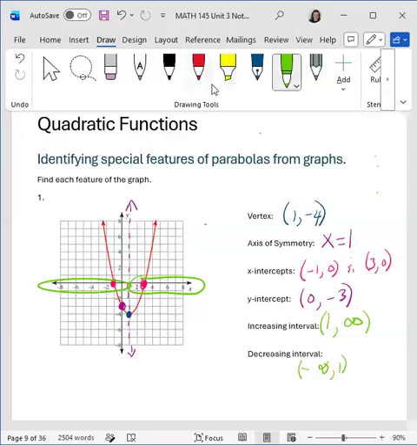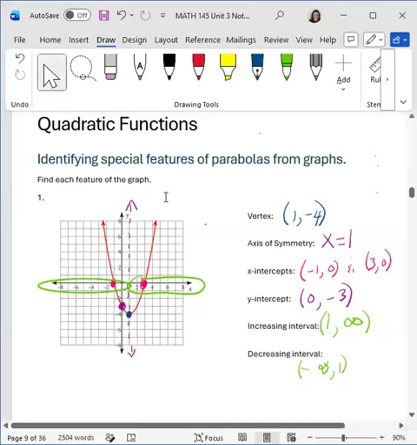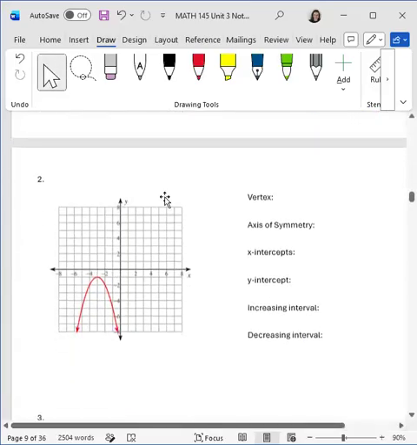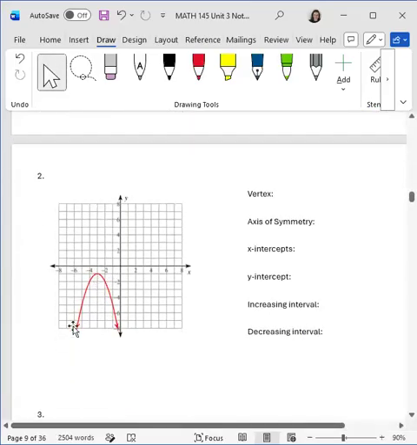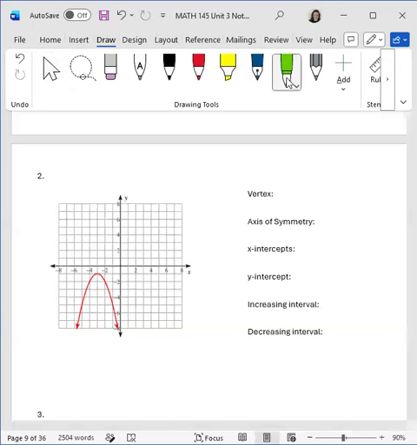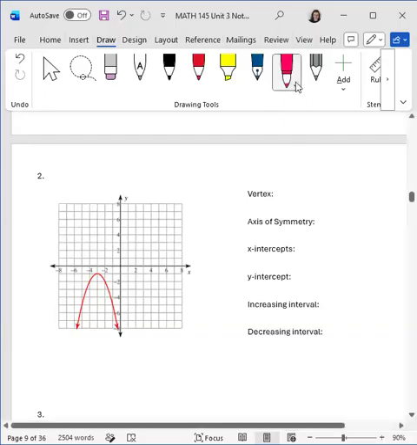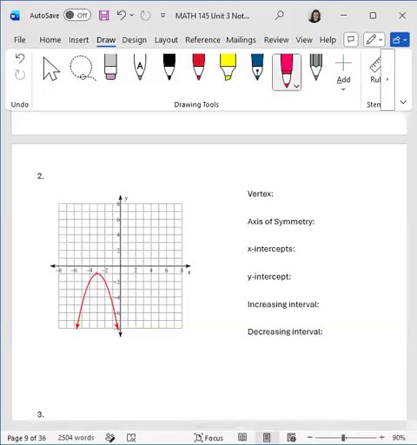All right, let's take a look at another example. In this example, notice that the parabola is opening down instead of up. All right, so to get started, let's take a look at where that vertex is located. That's the turning point of the graph. So on this parabola, it's located right there. That has the coordinate (-3, -1).